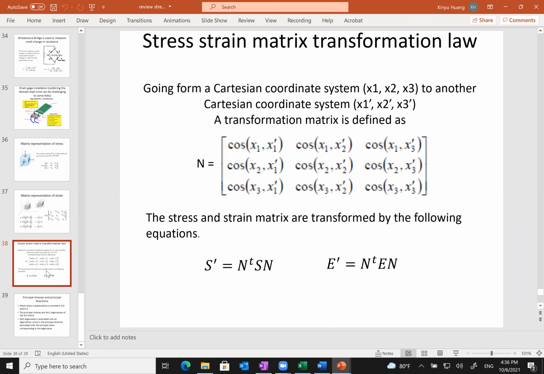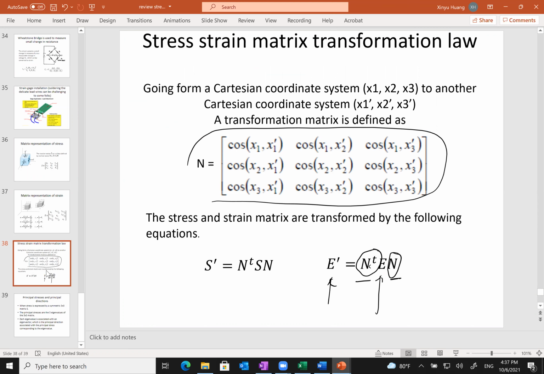All right. So you can transform a strain tensor from one coordinate to another coordinate using this matrix here. You just multiply to the right and to the left in this matrix. The T is transpose. And in this transform matrix, the first column is basically the direction cosine of x1 prime with respect to x1, x2, x3.